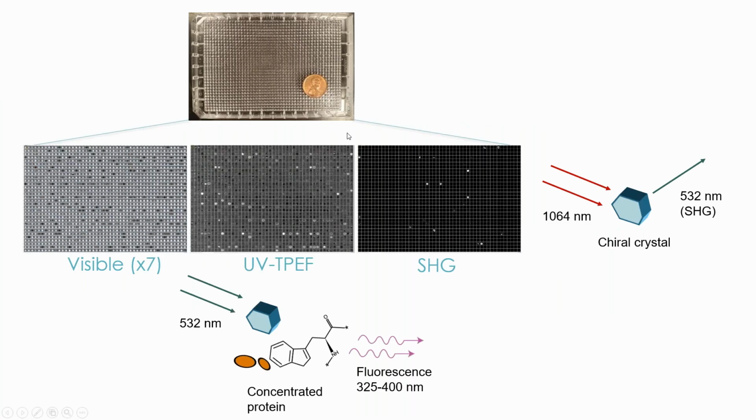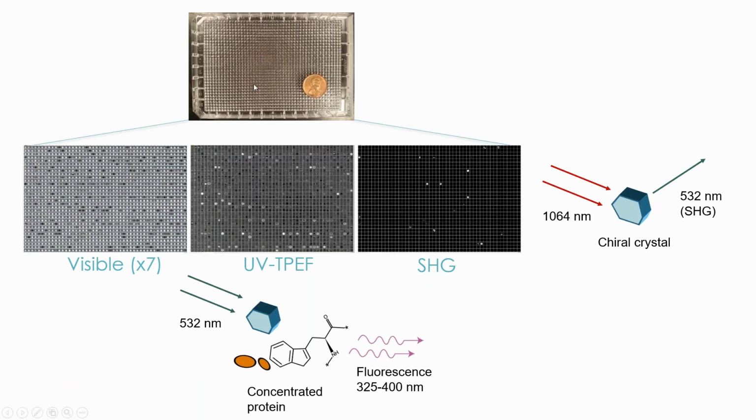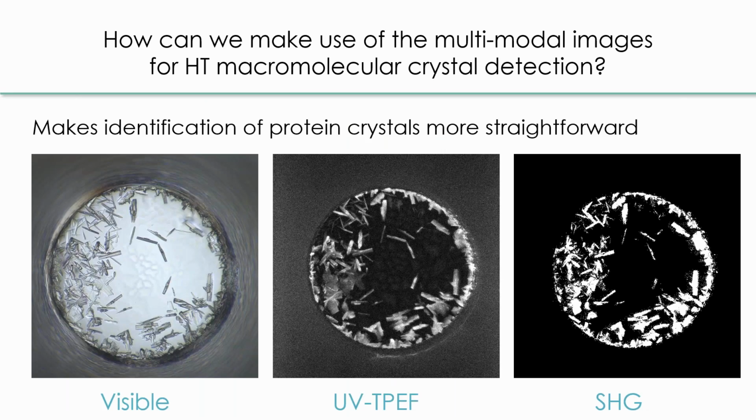So again, what we have is our 1,536 conditions. We image these with visible, UV TPF and SHG, and how can we use these multimodal images to actually detect protein crystals? First of all, it makes identification of protein crystals relatively straightforward. What you're going to see in the next number of slides are a series of images where we have visible, UV TPF and SHG images. In this case, it's actually quite clear that we have protein crystals in all 3 of our modalities.